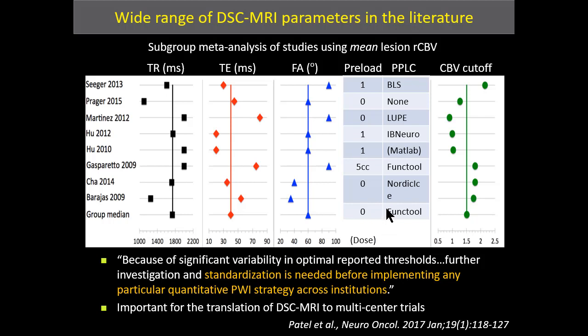in the literature, including the choice of TE, choice of flip angle, use of preload, and the use of post-processing leakage correction. And these authors concluded that standardization is needed before implementing any particular quantitative perfusion strategy across institutions. And this is very important for the translation of DSC to multi-center trials.